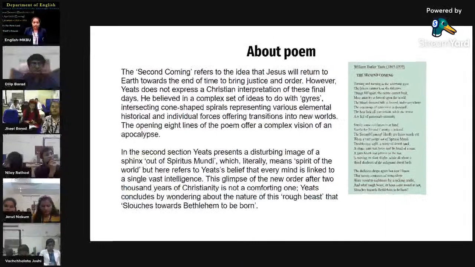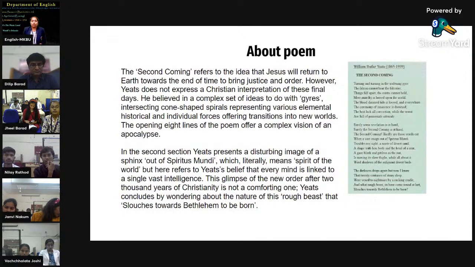The second coming refers to the idea that Jesus will return to the earth towards the end of time, bringing justice and order. And this is not only Christianity, but the law of every religion. Universally, in every religion's God, there is the idea of a second coming. In Hinduism, we see the 10 avatars, and nowadays we wait for the Kalki avatar. There are 10 avatars of our Lord Vishnu.